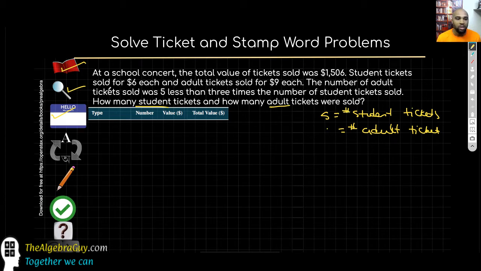So student tickets sold for $6 each. Adult tickets, the number of adult tickets sold was 5 less. So it's 5 less than 3 times the number of students. Then 3 times the number of students. So there it is.